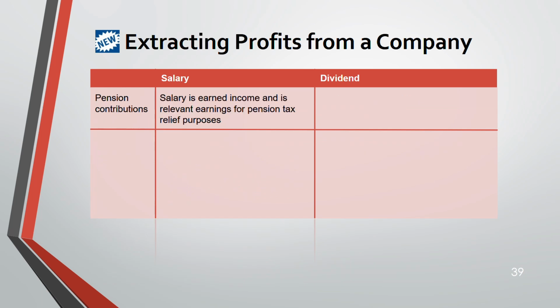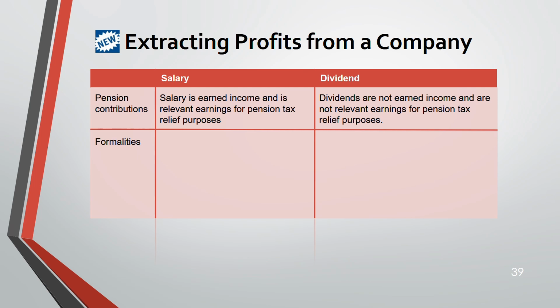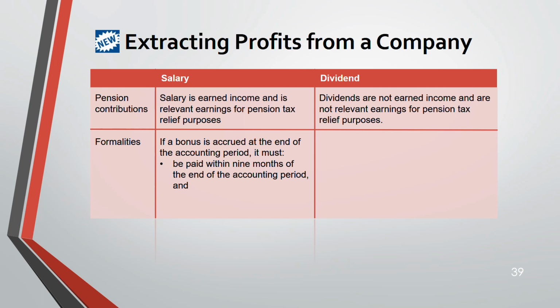Now pension contribution. Salary is good for pensions because it is treated as earned income. You can extend your basic rate band and higher rate band if you are making pension contributions, and it is also taken as relevant earnings for pension tax relief purposes. But dividends are not considered earned income, and are not even relevant earnings for pension tax relief purposes. Again, from the point of pension contribution, salary is better. Formalities: if you are taking a bonus at the end of the accounting period, it must be paid within 9 months of the end of the accounting period, and you have to comply with IAS 37, which covers provisions, contingent assets and contingent liabilities. For a dividend, the company must have distributable profit to be able to pay it.